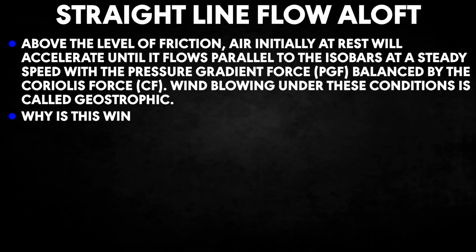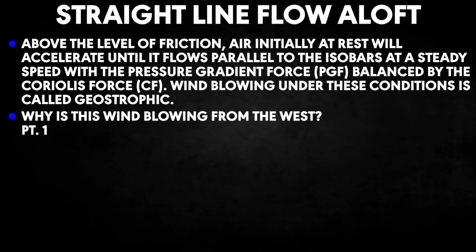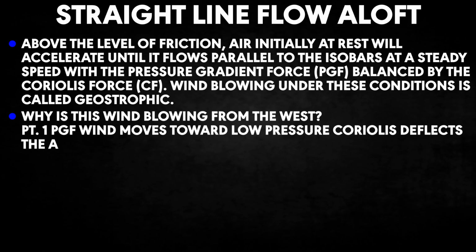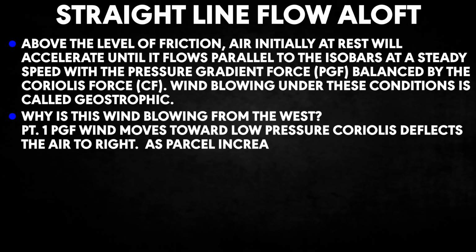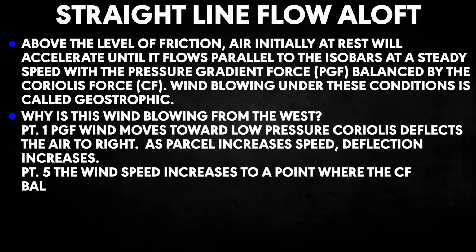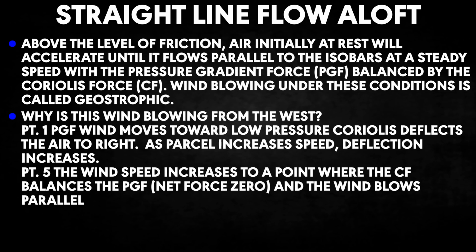Why is this wind blowing from the west? Point 1: PGF moves wind toward low pressure. Coriolis deflects the air to the right. As the parcel increases speed, deflection increases. Point 5: The wind speed increases to a point where the CF balances the PGF, net force 0, and the wind blows parallel to isobars.